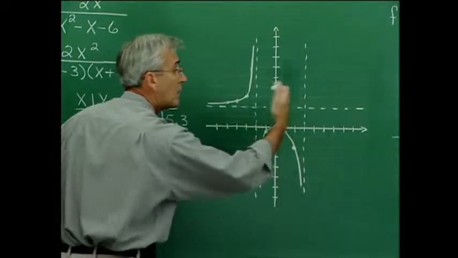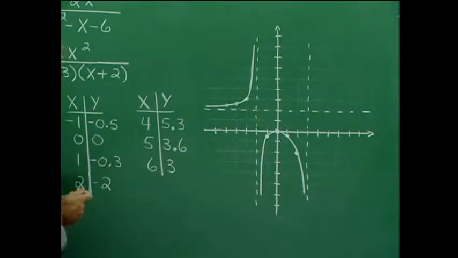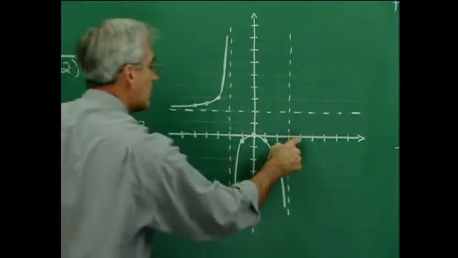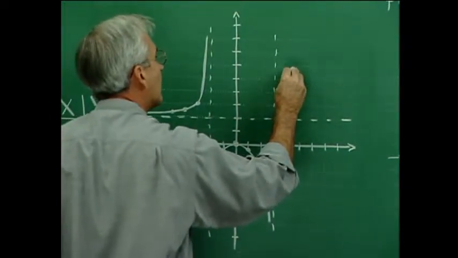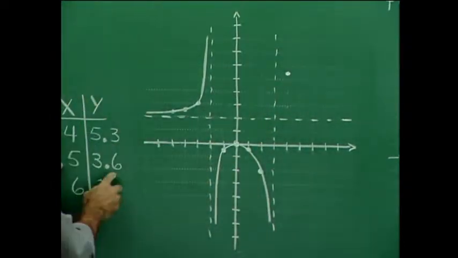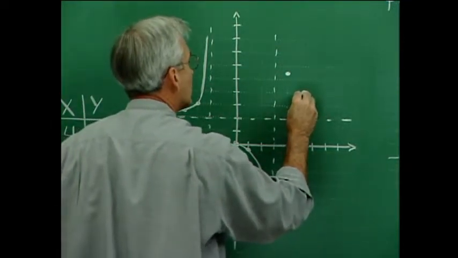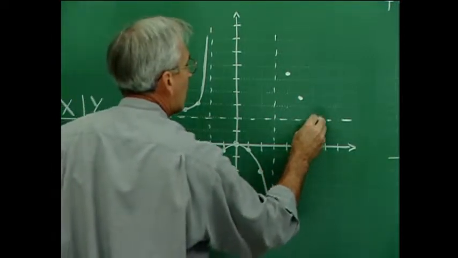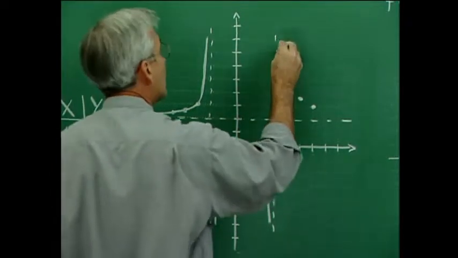Now, for the other part, out here, we plot some points over here: 4, 5, and 6. 4 goes to 5.3. And 5 goes to 3.6. 6 goes to 3. And now we know how the curve behaves.